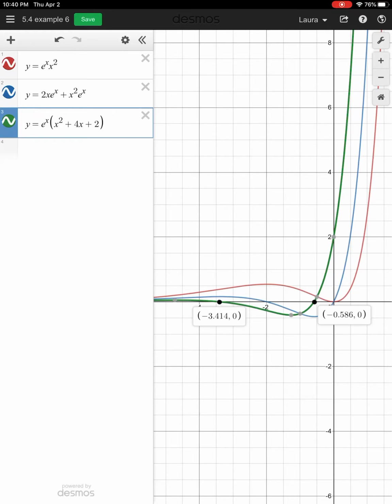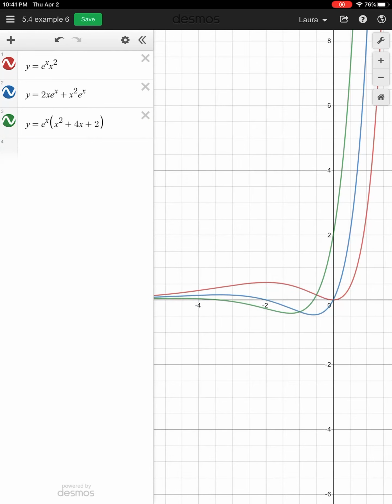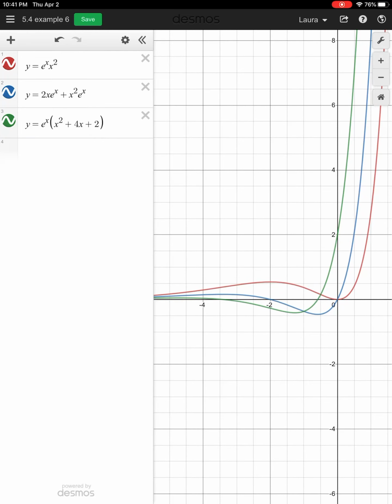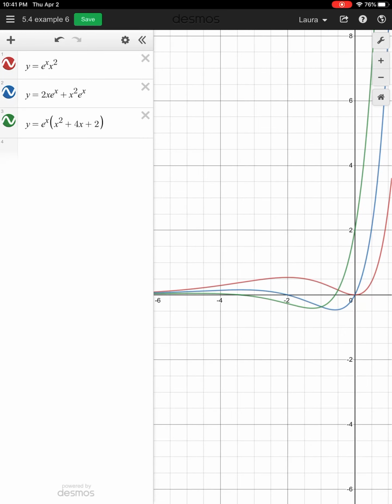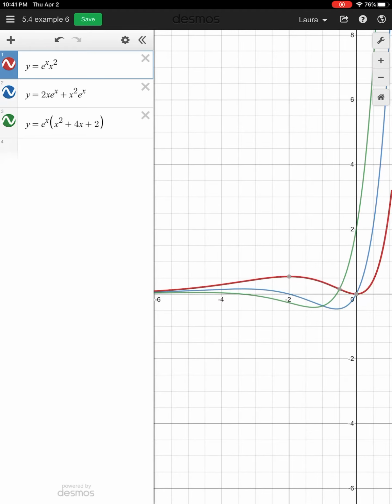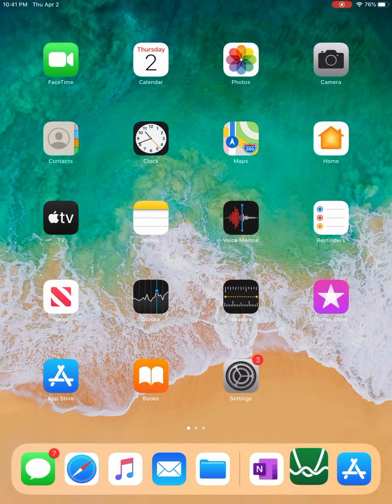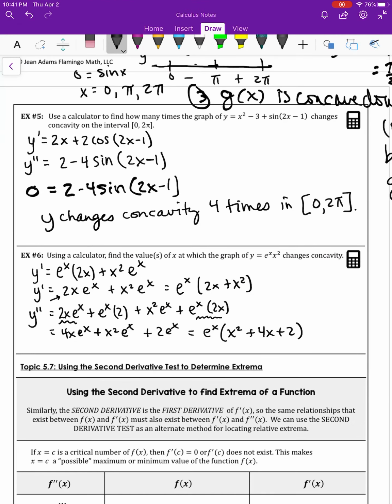Okay, and we're talking about the original function. So look how that coincides here with the change from going from concave down to concave up. And look, it goes from negative to positive. Your second derivative does. But we're talking about the red function. And then the same thing happens over here, where it goes from being concave down, about right there, where the 0 is, to concave up. So 2 times is going to be my answer for this one.